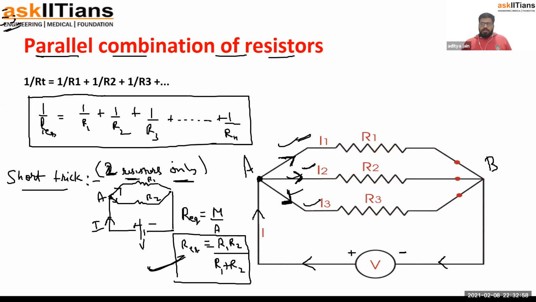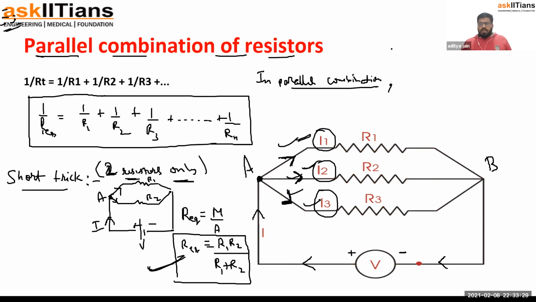Clear? So parallel combination is also clear. In series combination, what was constant? The current through each resistor was constant. So what is the difference between series and parallel combination? What you can observe in parallel combination is that the current is not constant in all the branches. It was I1, I2 and I3. So in parallel combination, current is not constant as it was in the case of series combination.